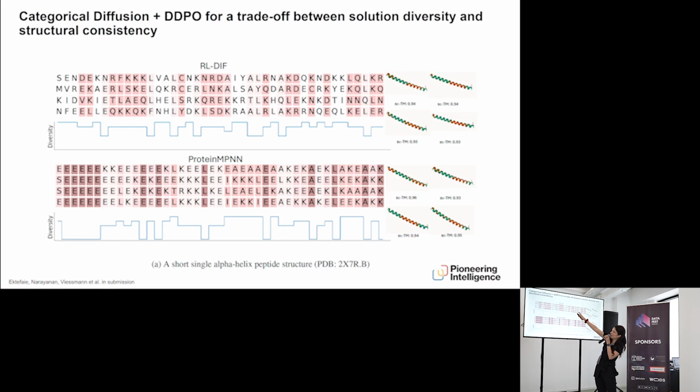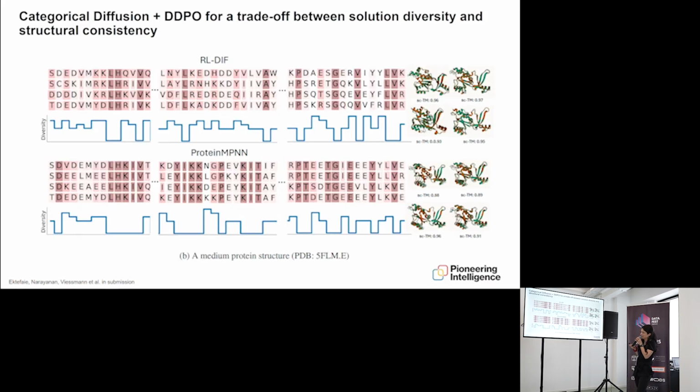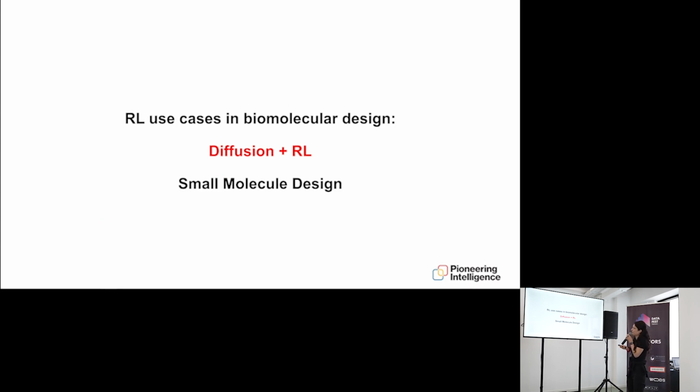When we look at the RL version of the categorical diffusion inverse folding, we also get sequences that very nicely fold into the ground truth, but if you look at the diversity, it is much, much more diverse. Similarly, if we look at more complex structures, so this is now a mid-sized structure, we see the same. We're able to recover the original structure, but we get more diverse solutions than the ProteinMPNN comparison. Okay, now I want to jump space from proteins to small molecules.